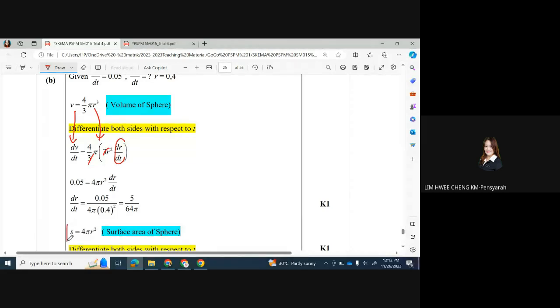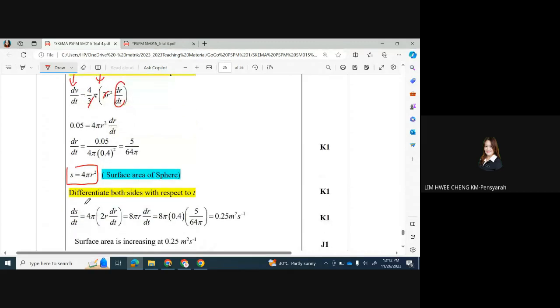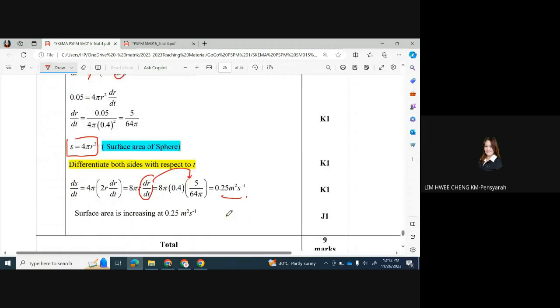Okay, from the surface area 4 pi r square, I differentiate both sides too: dA dt equals 4 pi 2r dr dt, so 8 pi r dr dt. So I substitute my dr dt as this, and I will get this. This is a bit tricky. It is 4 marks direct. It is a bit tricky, and actually we have done this before during revision. If you still remember. So we may do this, okay?